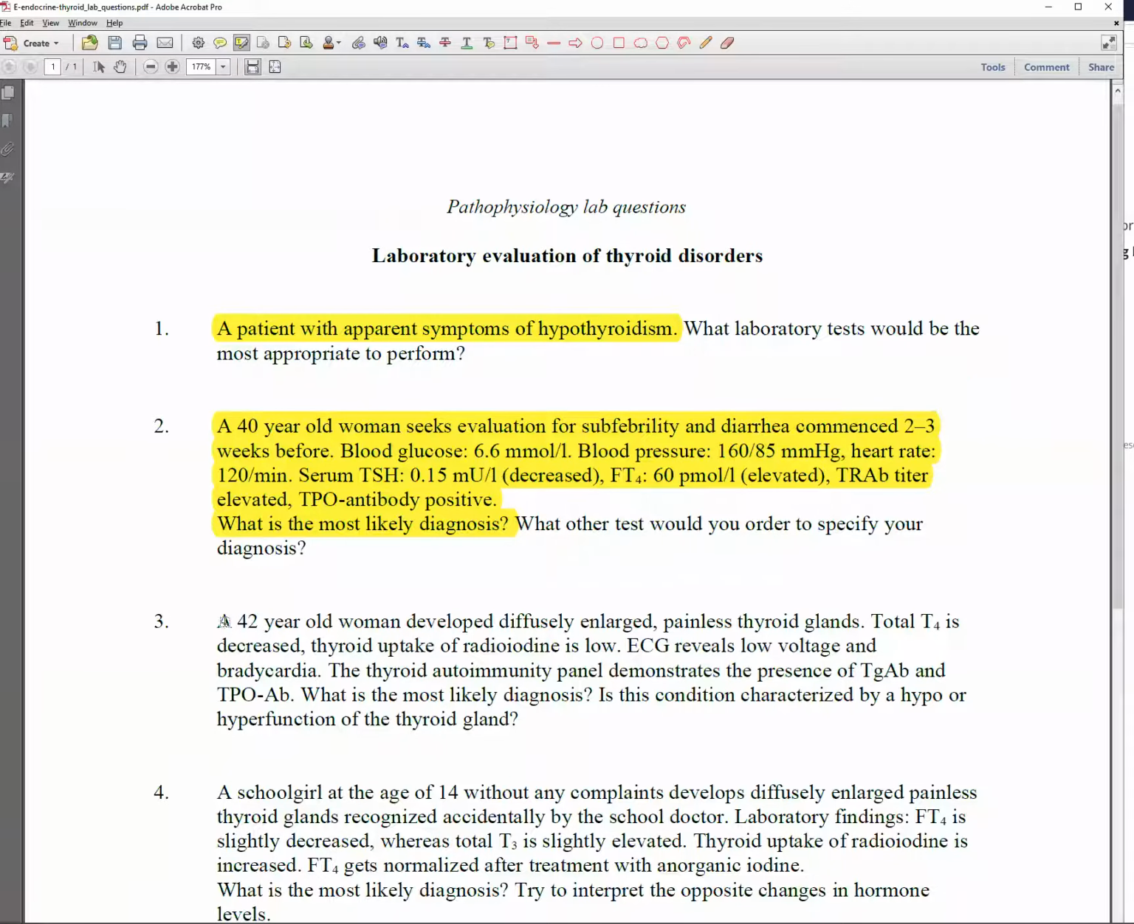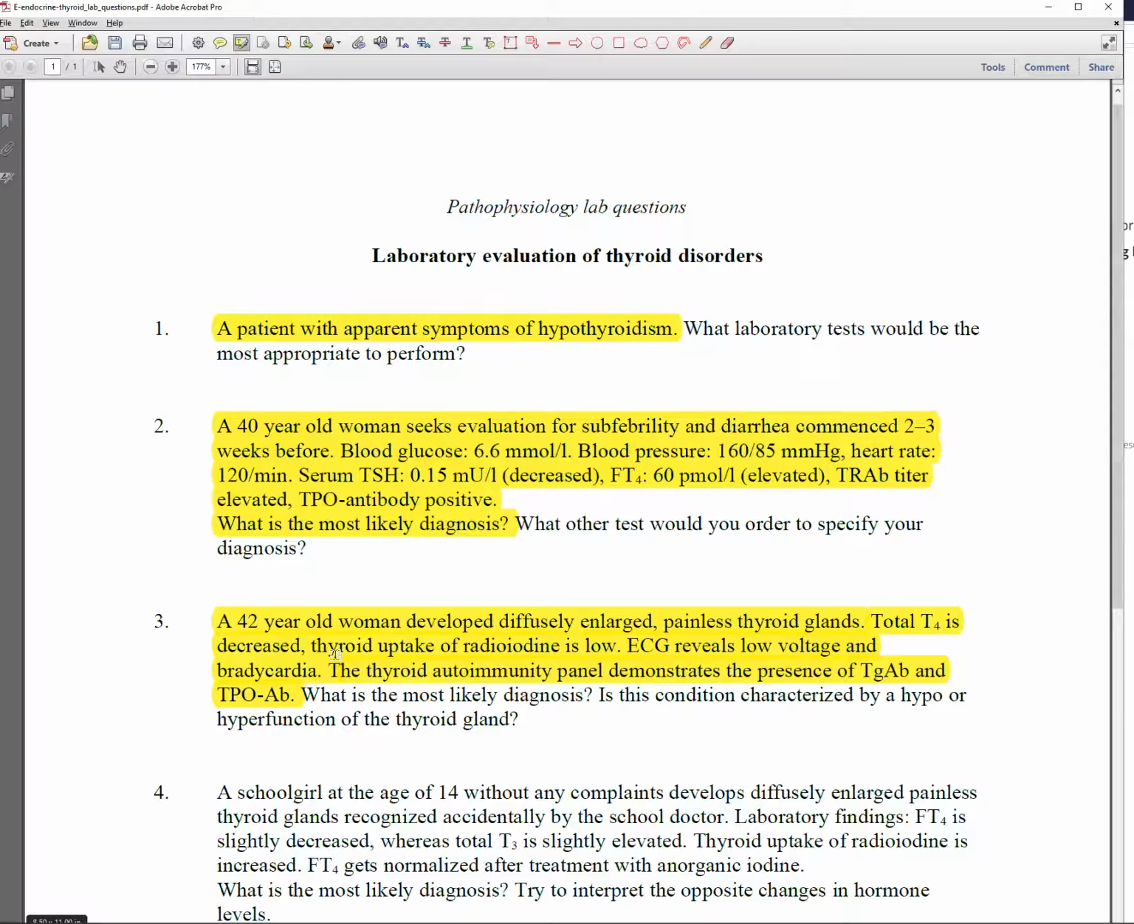Sarah. So a 42-year-old woman developed diffusely enlarged painless thyroid glands. Total T4 is decreased, thyroid uptake of radioiodine is low, ECG reveals low voltage and bradycardia. The thyroid autoimmunity panel demonstrates the presence of TGAB and TPOAB. What is the most likely diagnosis? The condition characterized by hypo or hyperfunction of the thyroid gland.